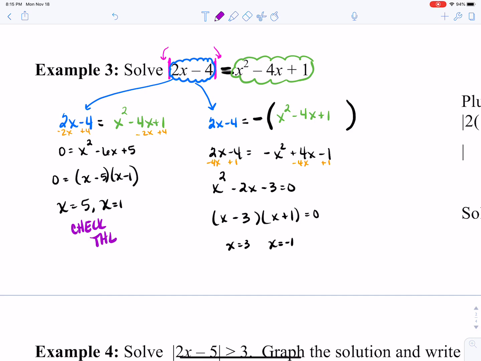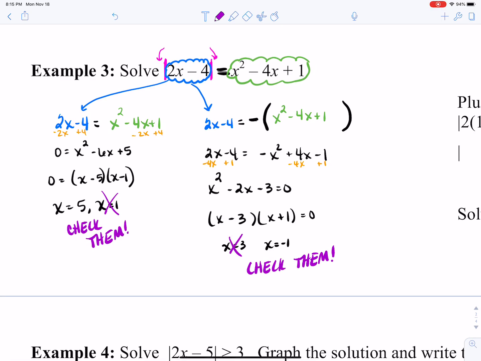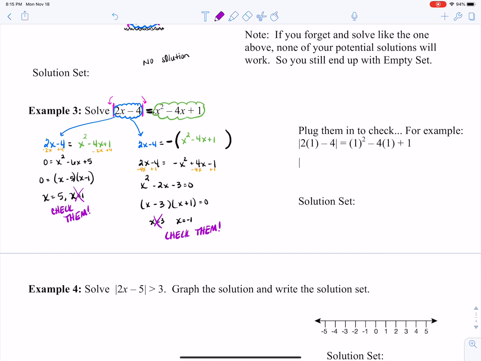Check them. Plug them back in. Turns out, I believe positive 1 does not work, and positive 3 does not work. So my solution set is just negative 1 and 5. Those are the only 2 numbers that work.